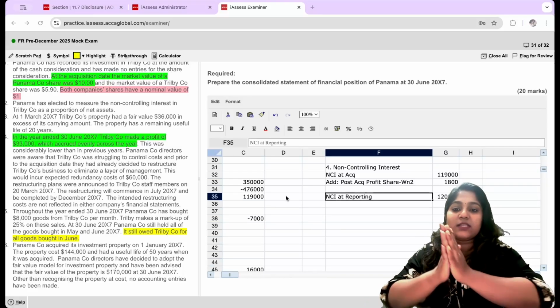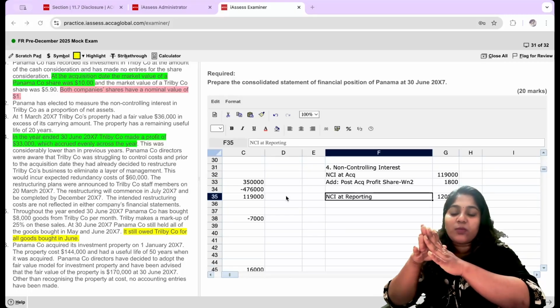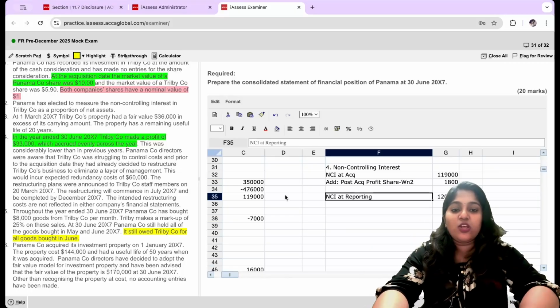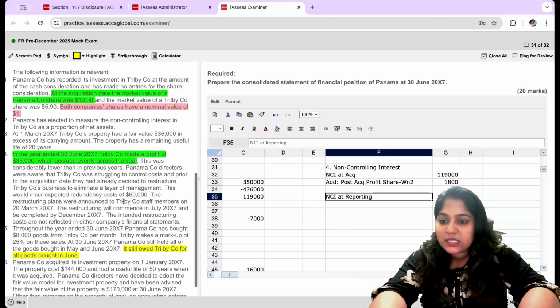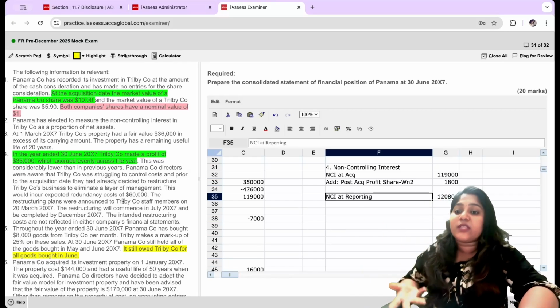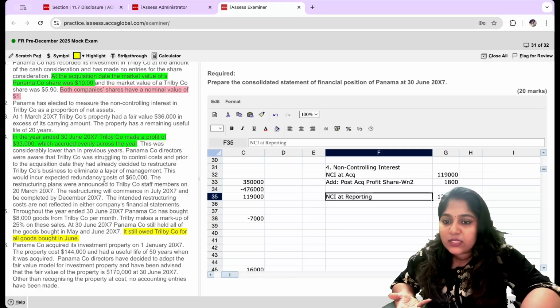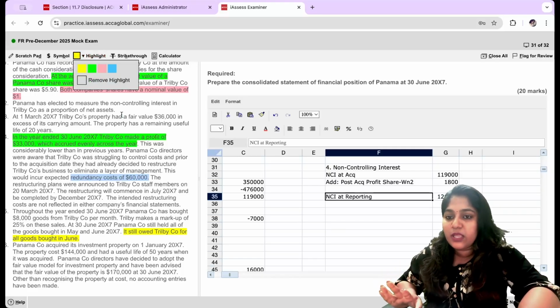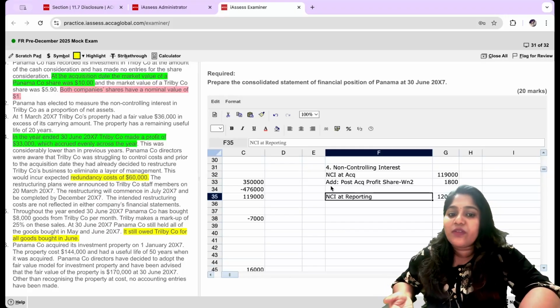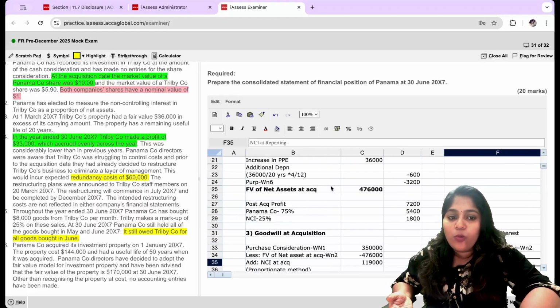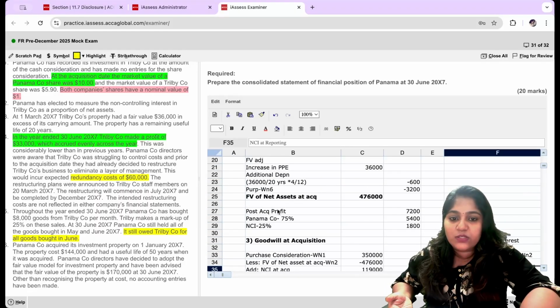Now, is there anything else that I have to consider? Of course, yes, guys, there is a restructuring provision. So we discussed the $60,000. It is purely a post acquisition thing, if you can all see here. So we have to consider this redundancy cost as a provision. Whose provision? The subsidiary company's provision. Hence I would have debited it as an expense. Go make changes in your post acquisition profit.